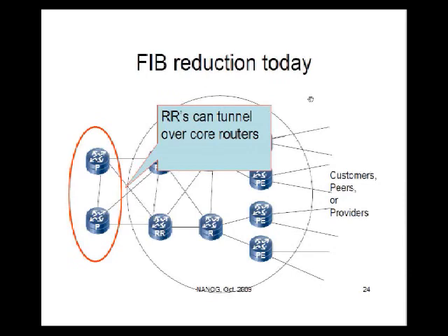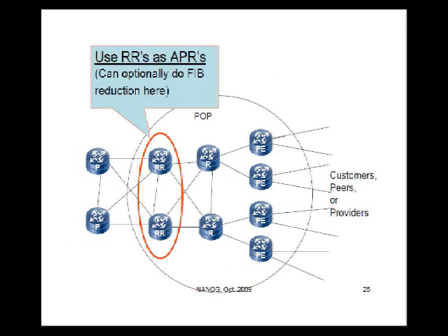And it's really the routers in between, or the routers that face to peers or providers, where you can't do this as easily. So Robert's idea is the following, is that you simply use your route reflectors as the APRs.